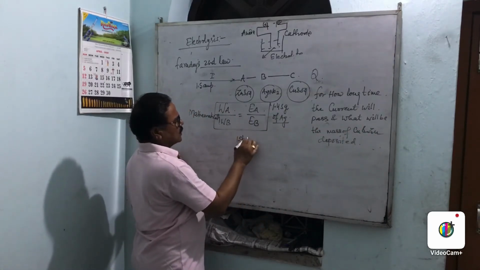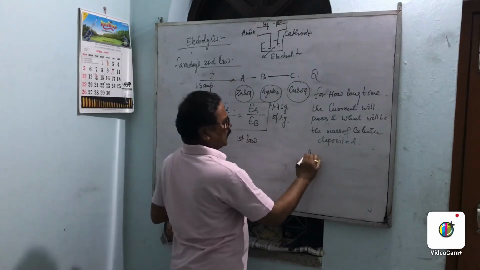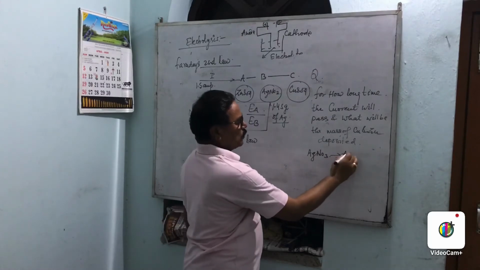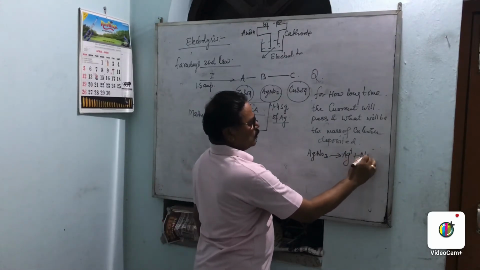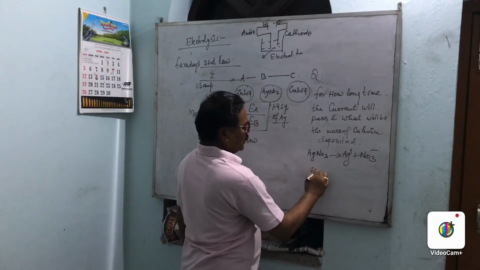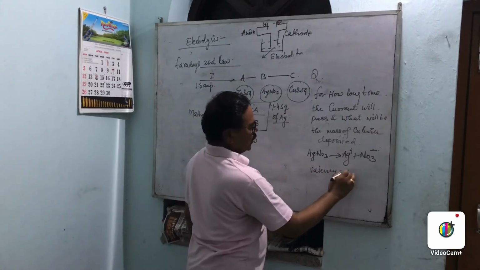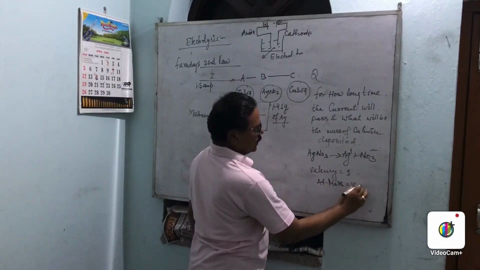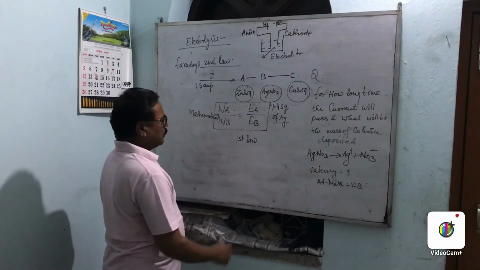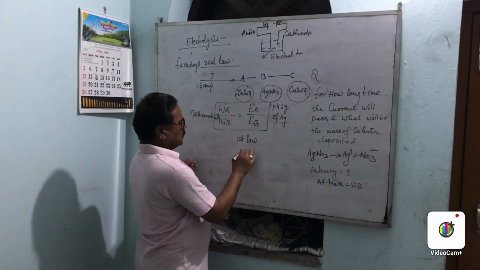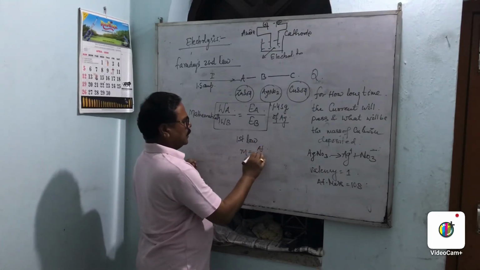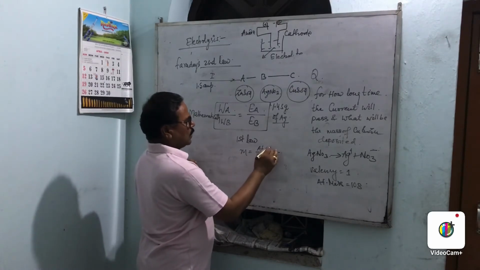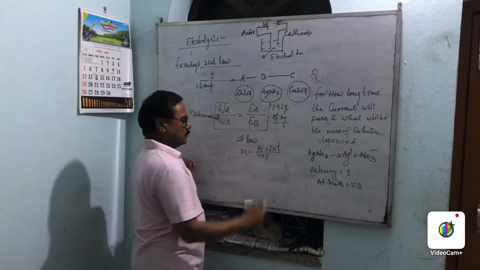First apply the first law. This is silver nitrate solution. Silver nitrate will decompose to give Ag plus and NO3 minus. So what is the valency of Ag here? That is 1. And what is the atomic mass of Ag? So it can be written as M is equal to atomic weight into valency into F into I into T.